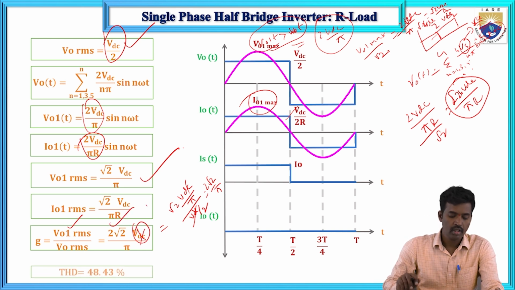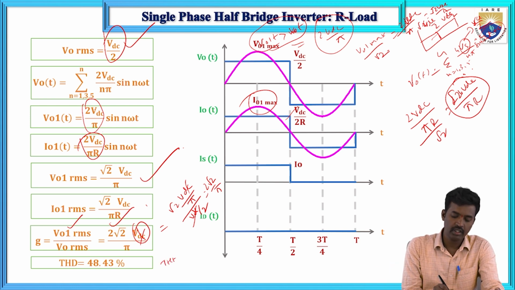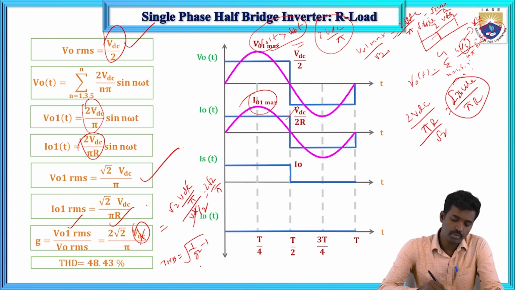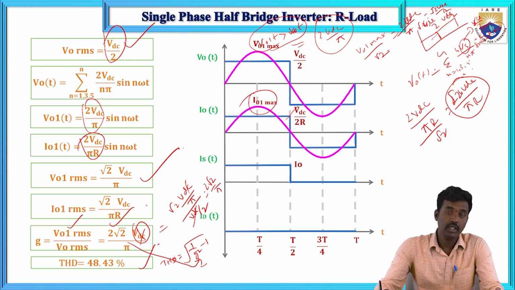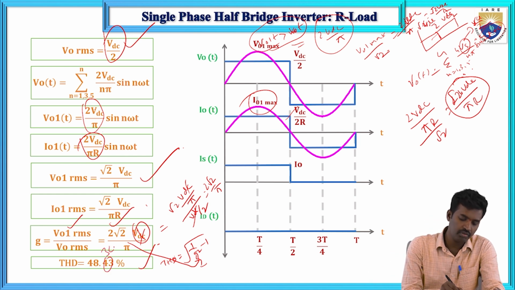Now how will you calculate the THD? THD equals under root of 1 by G square minus 1. Here G is 2 root 2 by pi. If you substitute this G value, you will get the total harmonic distortion value in percentage, that is 48.43. Sorry, not 43, I think 34.